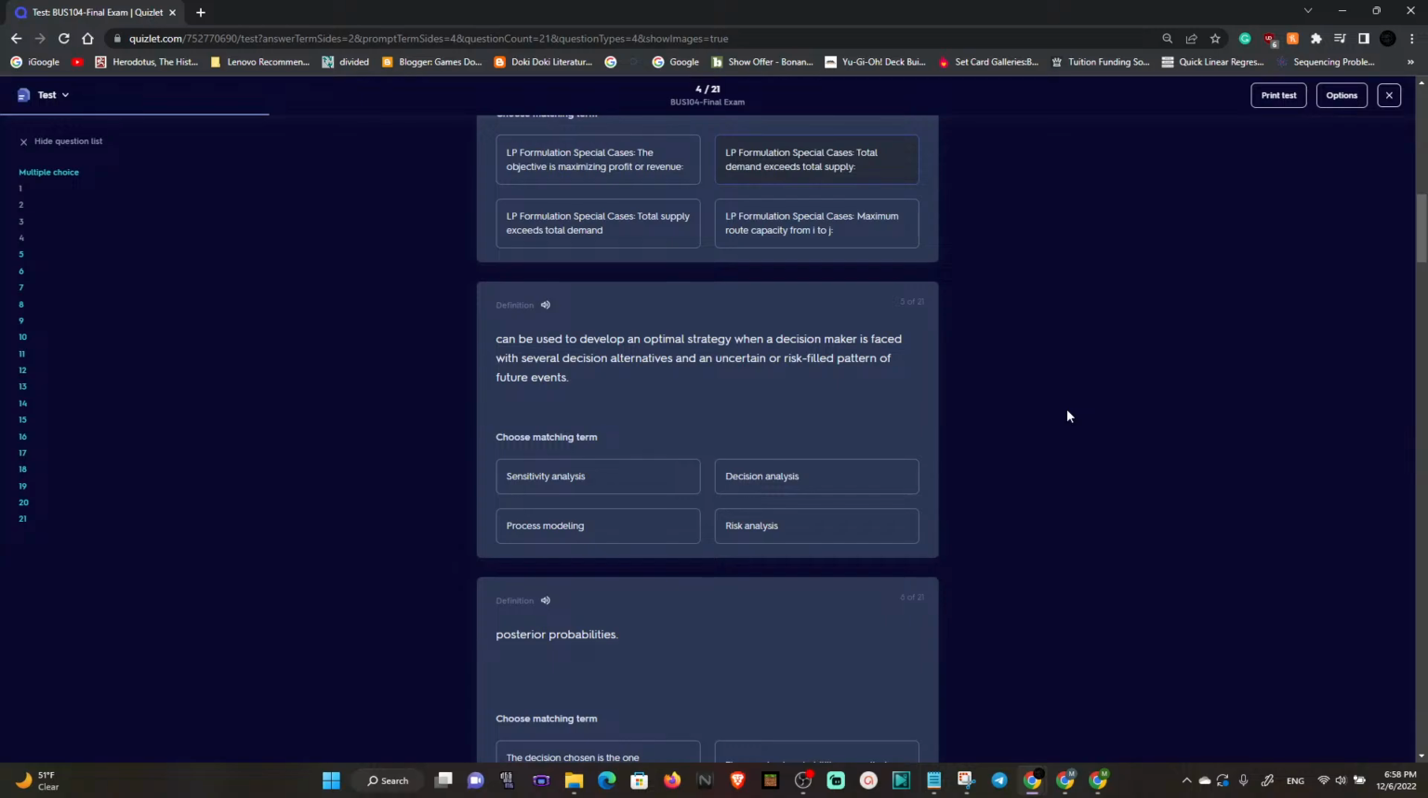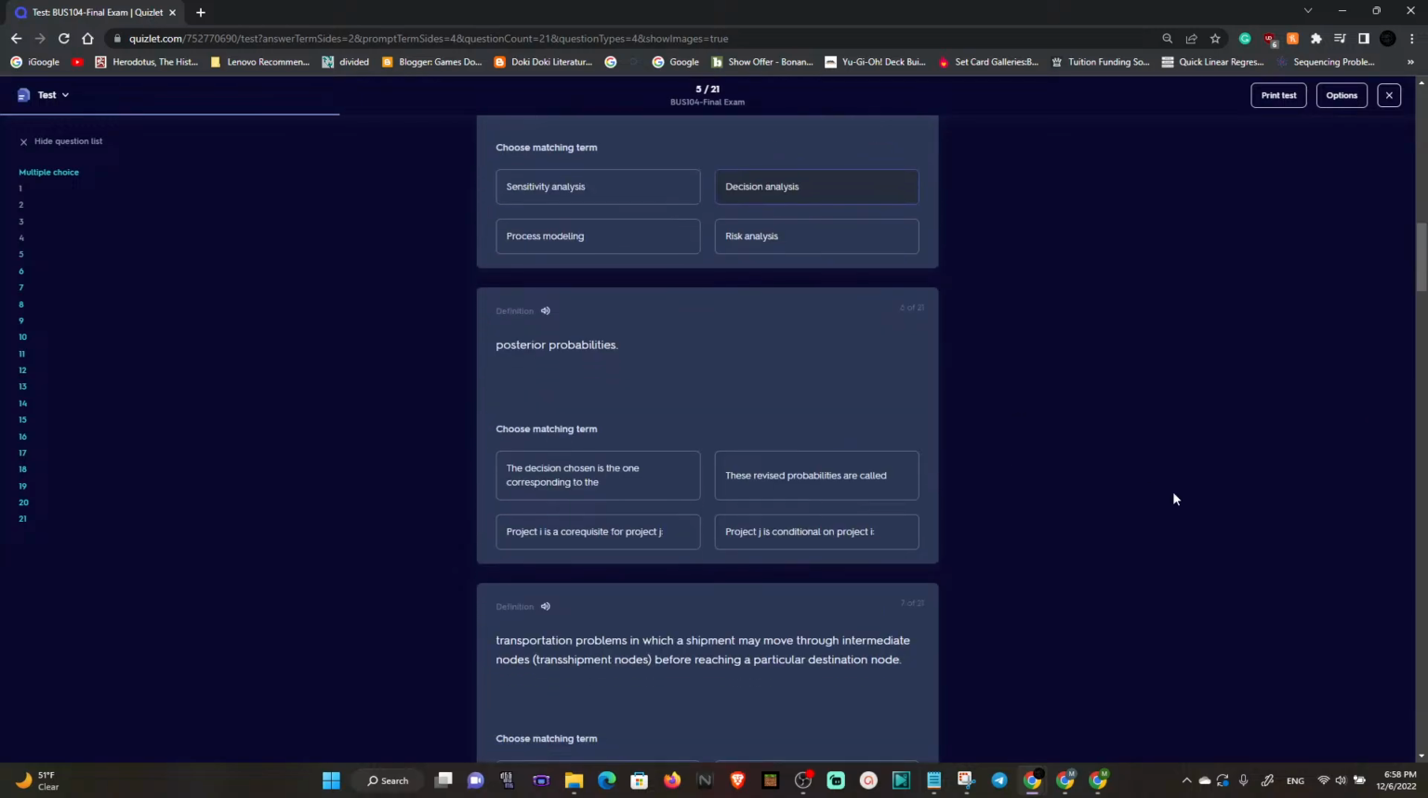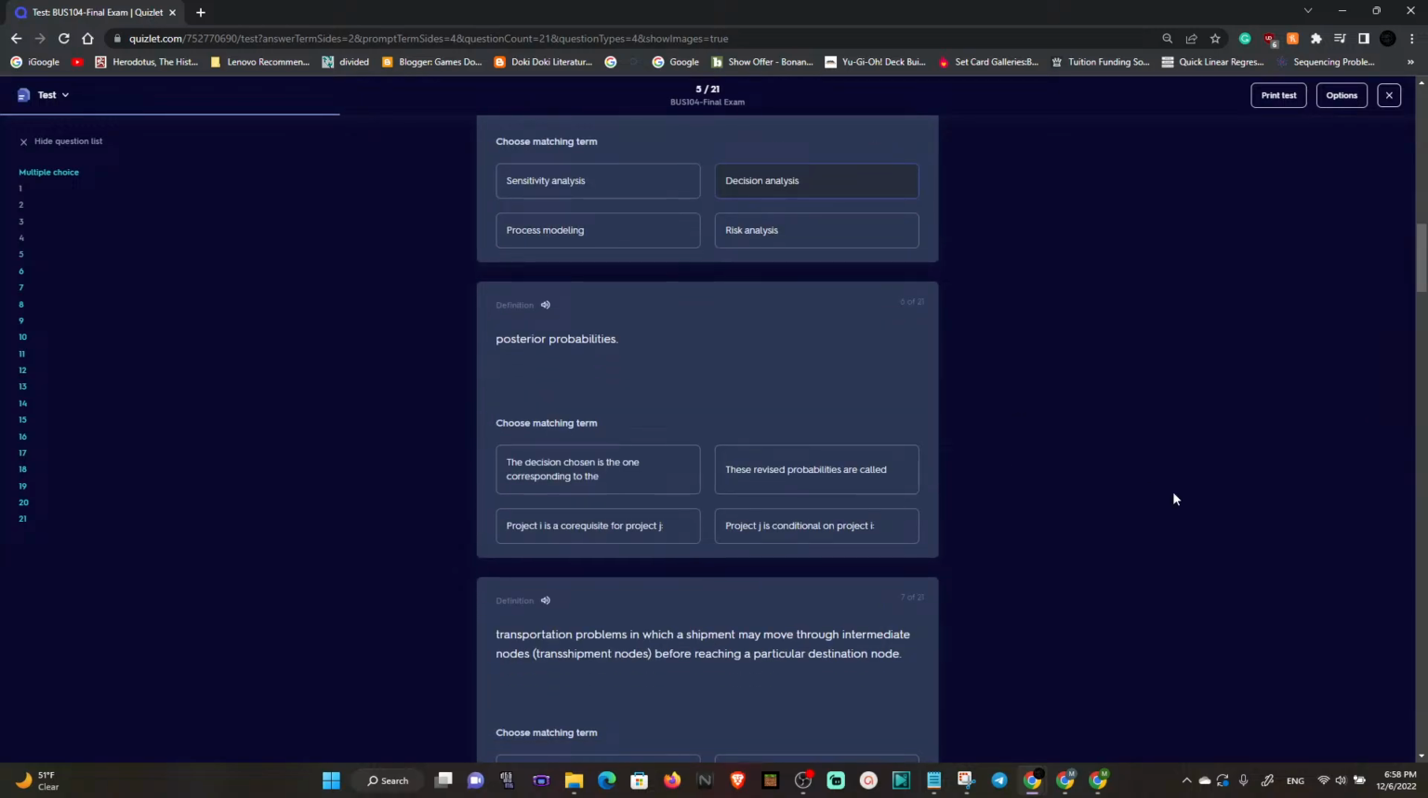It's used to develop an optimal strategy when a decision maker is faced with several decision alternatives and an uncertain or risk pattern of future events. It's decision analysis. Posterior probabilities. That is C.